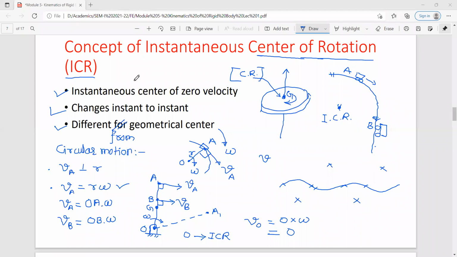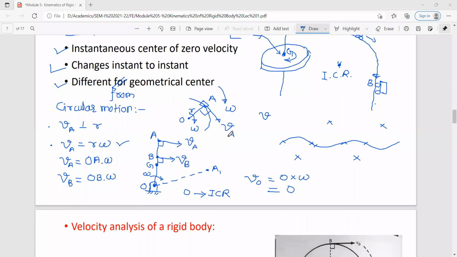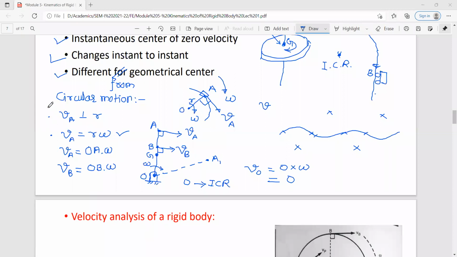Did you note? Is it over? Yes, sir. Okay, so let's continue the discussion. You remember these 2 points very well: the relation between the direction of velocity and the radius, and the magnitude, how to calculate the magnitude.